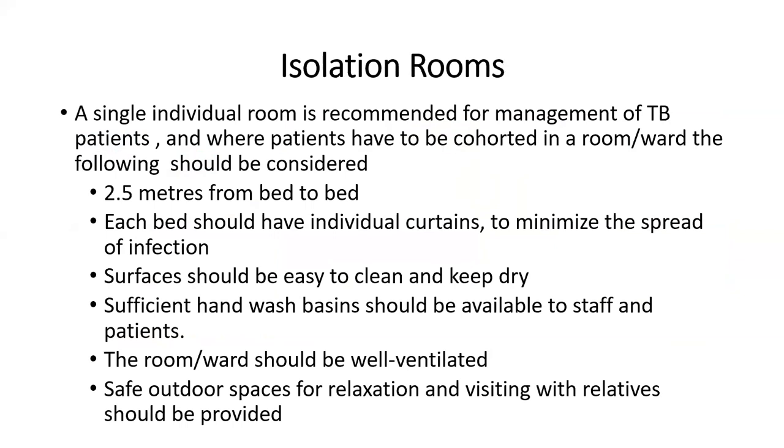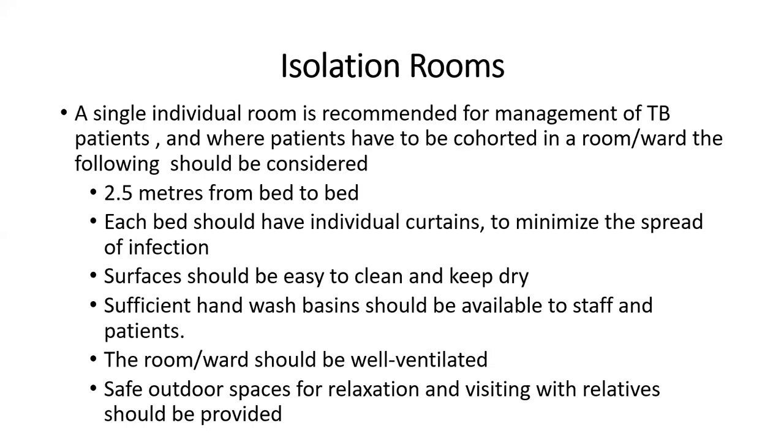Isolation rooms. This is a single individual room recommended for management of TB patients, where patients have to be cohorted in a room or ward. The following should be considered. The bed spacing should be 2.5 meters from bed to bed. As we have said, the droplets or the mycobacterium, TB bacterium, which is produced from a patient can go up to around 1.5 meters when a patient coughs. And each bed should have individual curtains, if not a mask, to minimize the spread of infection. Although if there is a 2.5 meter distance, you may not need a curtain. You need a curtain only if you cannot achieve the 2.5 meters.